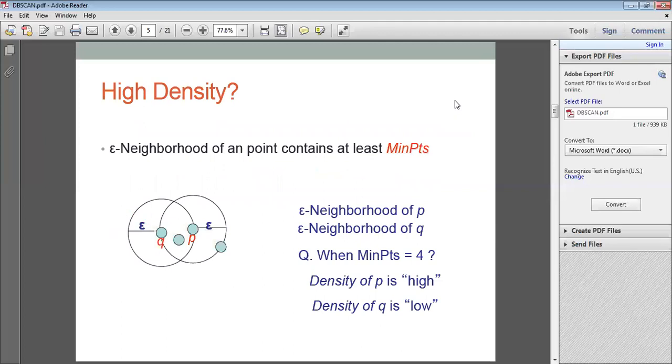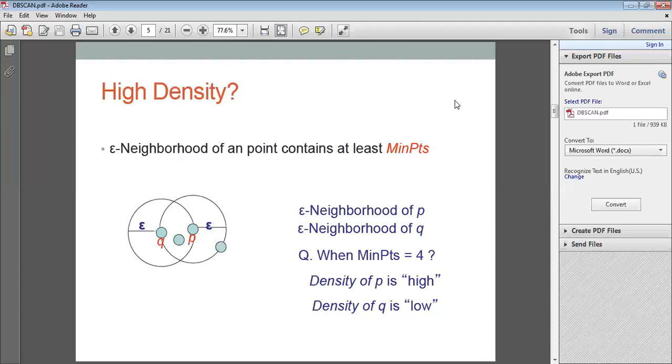This is shown in this diagram. Here there are 2 points, P and Q. We are drawing an epsilon radius circle around P, and similarly an epsilon radius circle around Q. Here we have decided that the minimum point criteria is equal to 4. It means if there are 4 or more points in a circle of epsilon radius around P or Q, then it would be considered a high density region, otherwise a low density region.